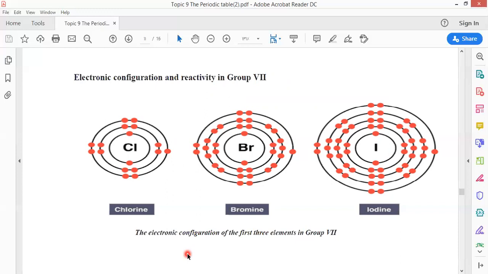So what would happen if there are 8 electrons in outermost shell? Atom will be stable. So the goal of chlorine is to gain 1 electron, the goal of bromine is to gain 1 electron, even the goal of iodine is to gain 1 electron.